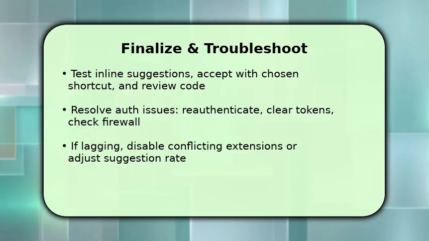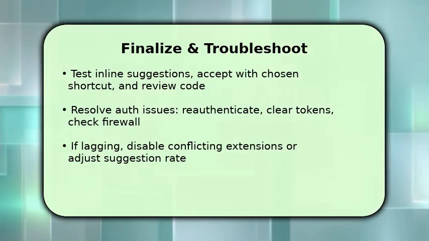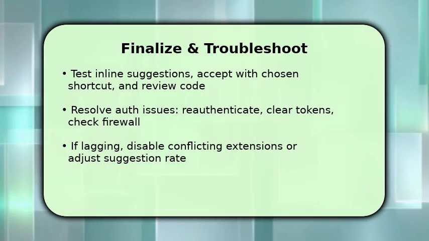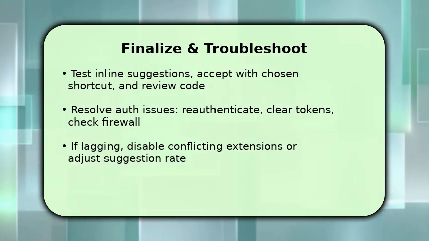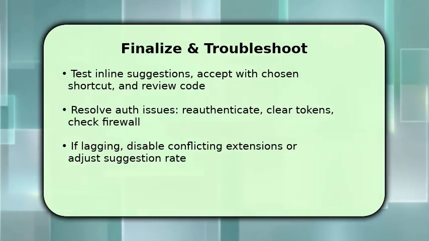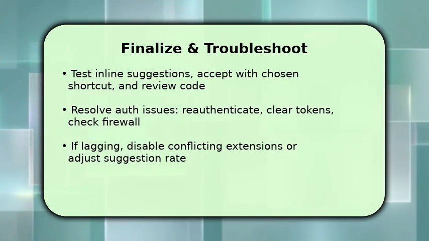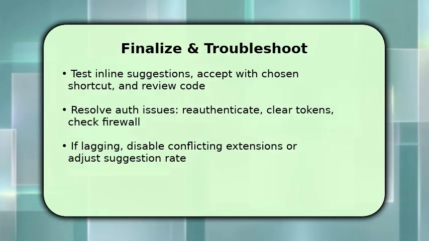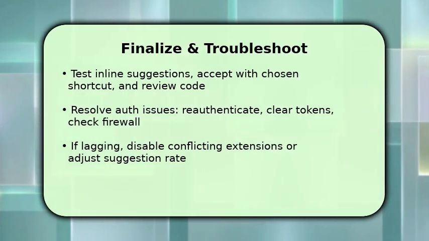If suggestions fail, re-authenticate via extensions GitHub and clear stored tokens, then sign back in. Make sure corporate firewalls allow API.GitHub.com. Once working, tune suggestion rate and disable conflicting IntelliSense extensions if you see lag.